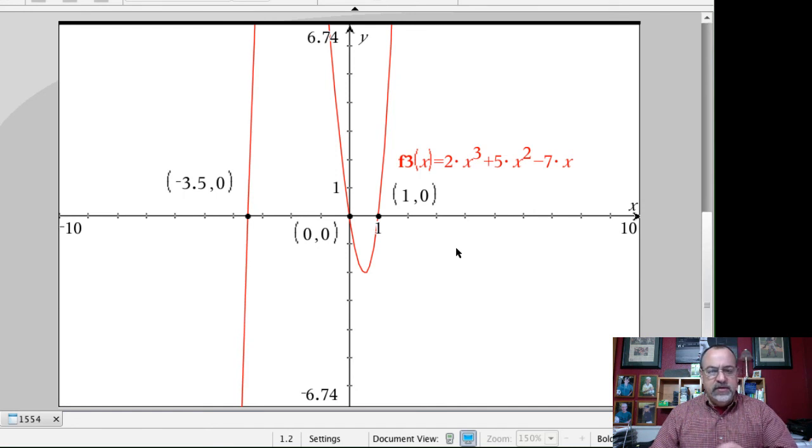In the next video, we'll take a look at factoring a couple of special cubic polynomials, which will help us solve those.